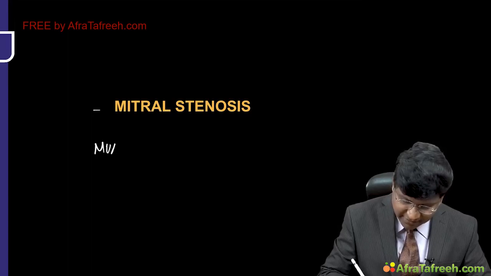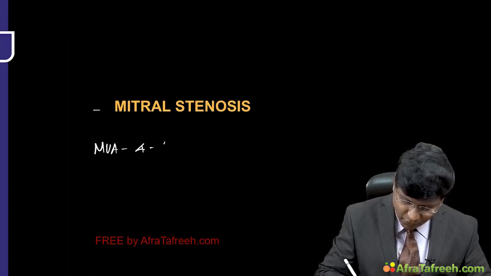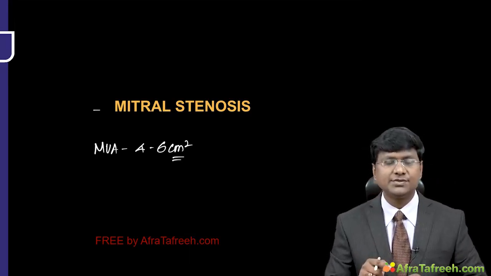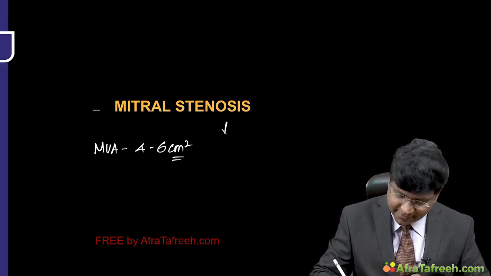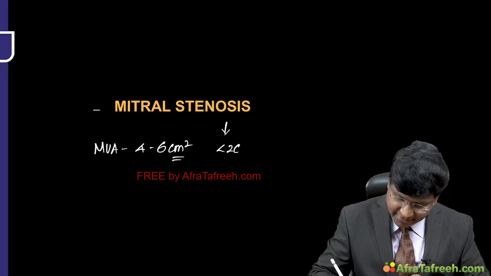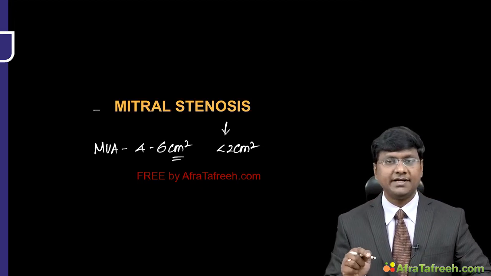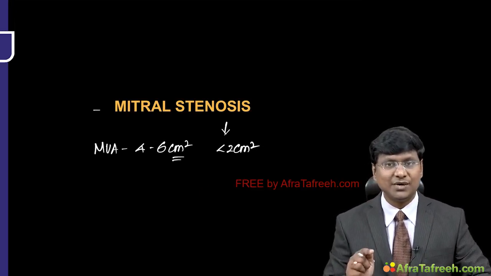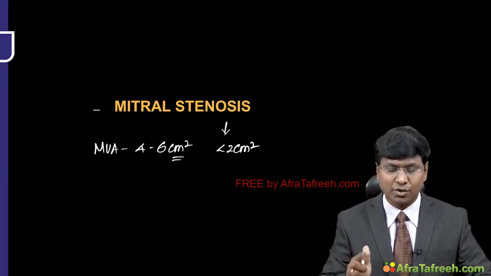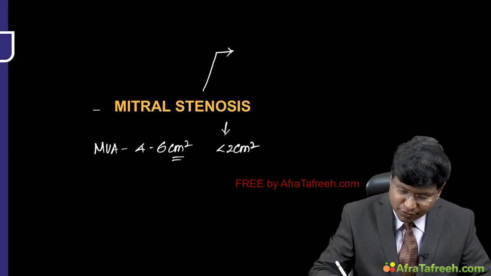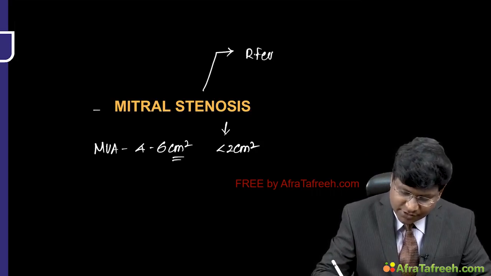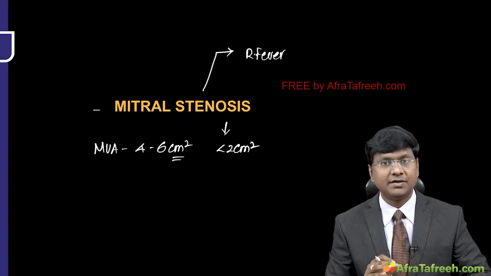The normal mitral valve area is around 4 to 6 centimeters square. Now, in mitral stenosis, what will happen to the mitral valve area? That will be less than 2 centimeters square. That will be the mitral valve area in case of mitral stenosis. Now, what is the most common cause of mitral stenosis? The most common cause of mitral stenosis will be rheumatic fever, right?